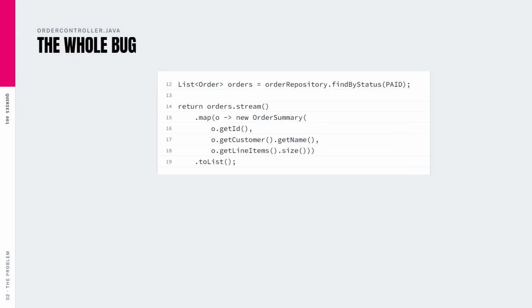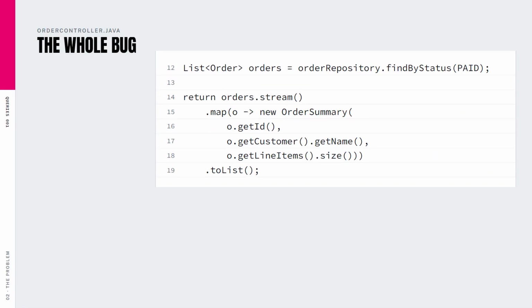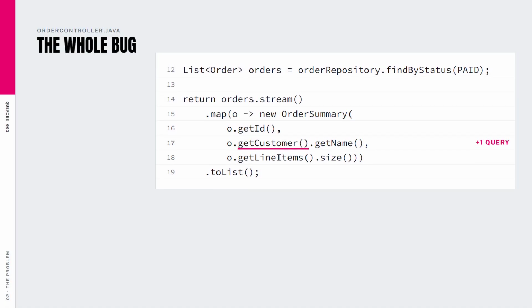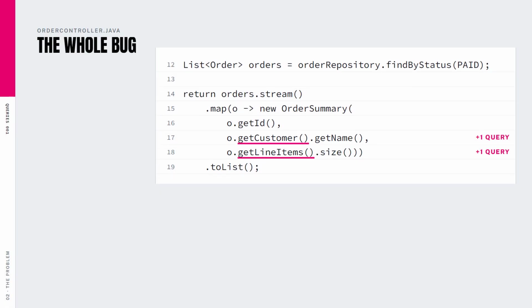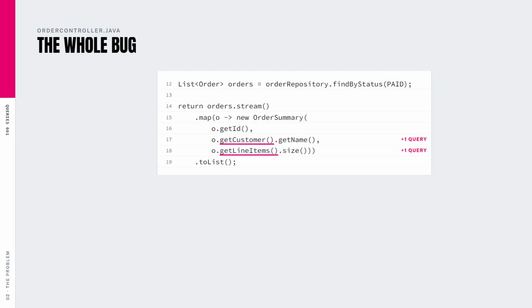And now the controller. Look at this carefully, because this is the whole bug, and it is about 6 characters long. We take that list of orders. For each one we build a small summary. The ID already in memory. Then order.getCustomer().getName(), and then order.getLineItems().size(). That is it. That is the bug, because customer is lazy.